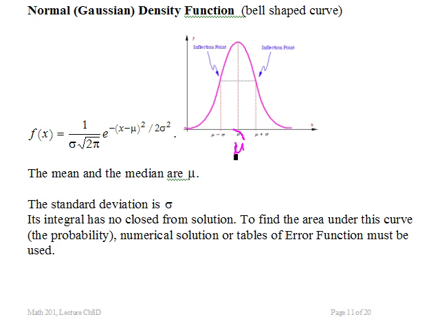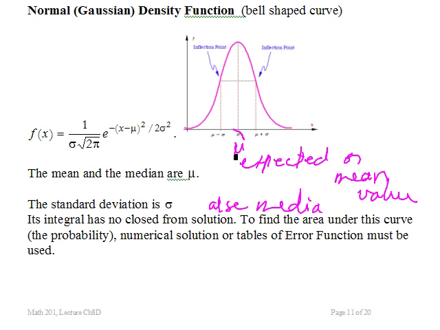Mu is here. That's both the expected value, or mean value. It's also the median, since the integral here is a half, here is a half. This is a very common function. However, it has no closed form solution.